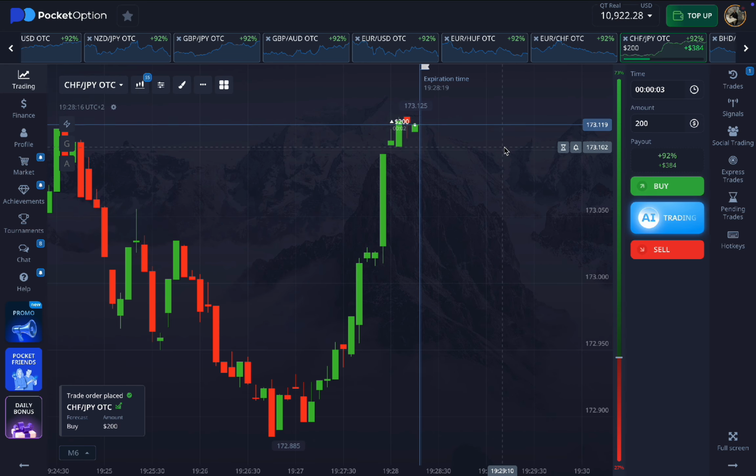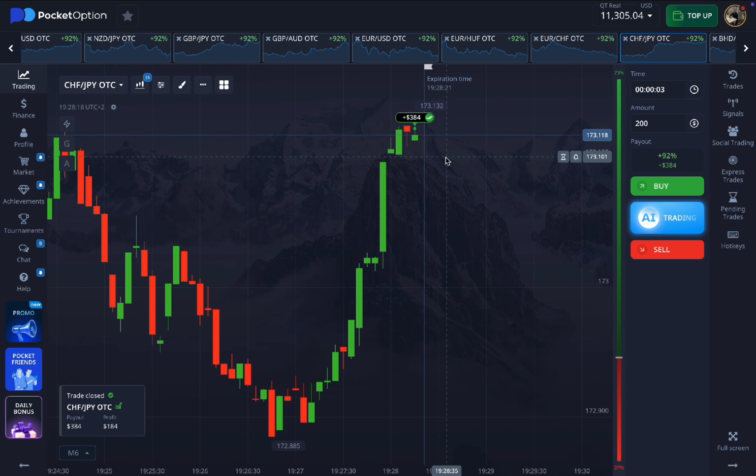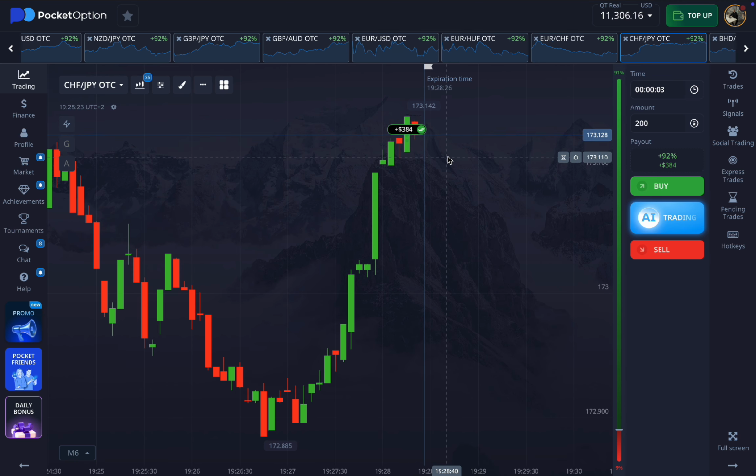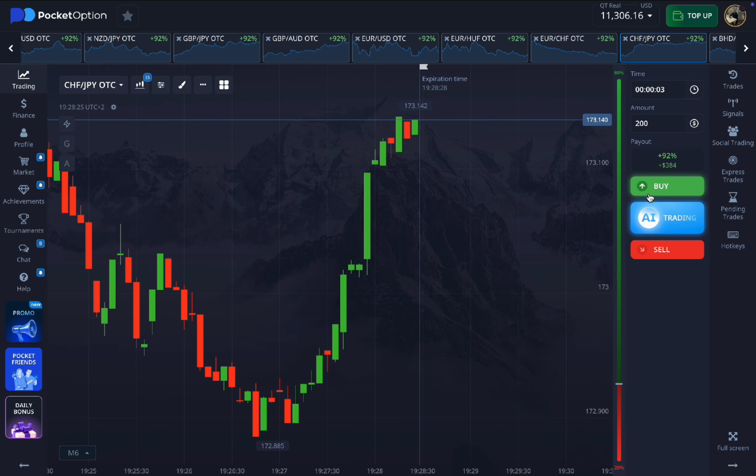Alright, we are going to open a trade to go up, and our trade successfully went through. We earned $384. That is excellent. Now, let's look to open one final trade for the session.